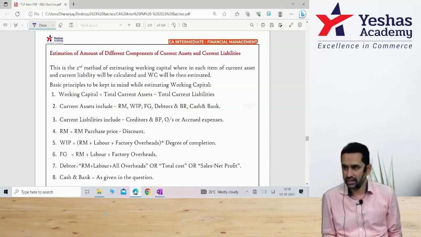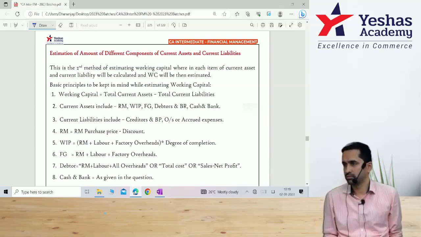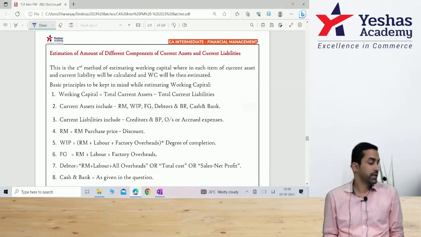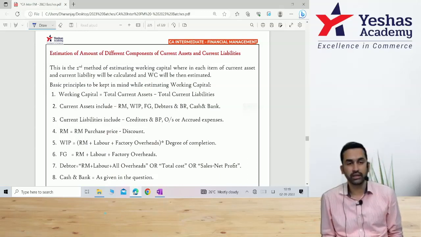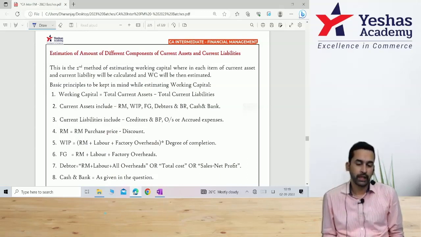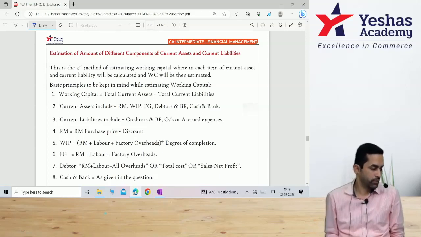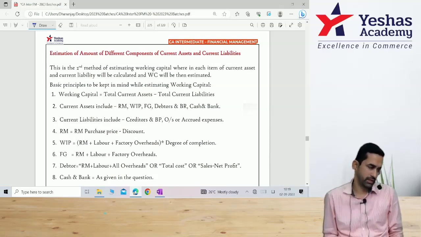There is a second method to estimate working capital. That is what we're going to learn now. Heading: estimation of amount of different components of current assets and current liabilities. This is the second method of estimating working capital. Read from the text, wherein each item of current asset and current liability will be calculated and WC, that is working capital, will then be estimated.